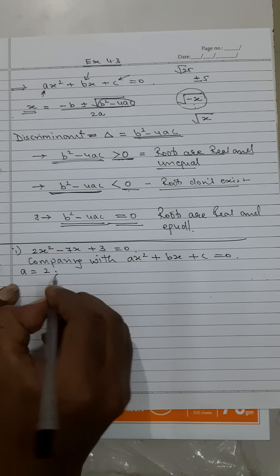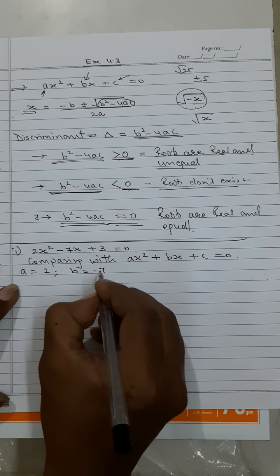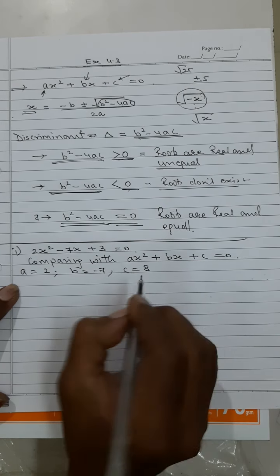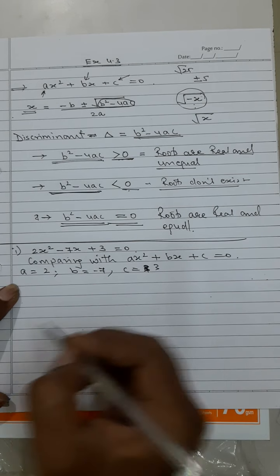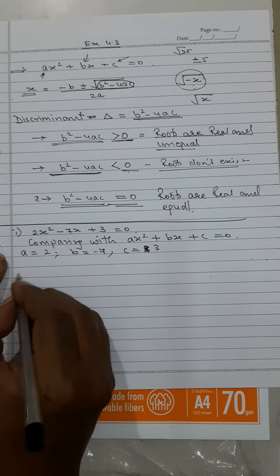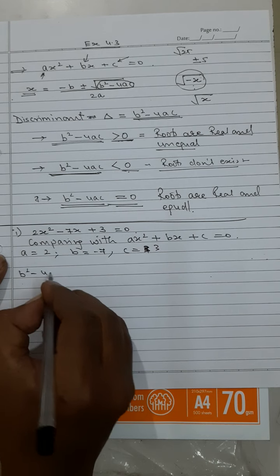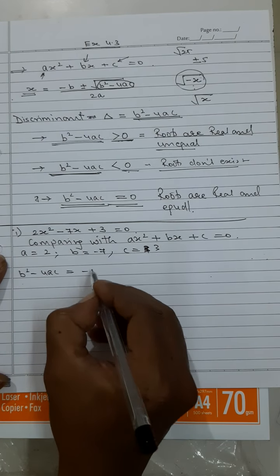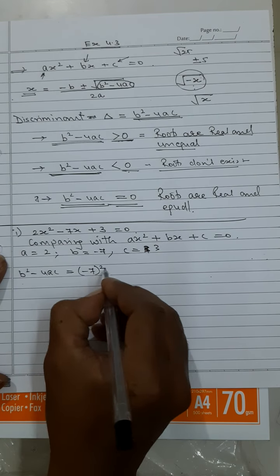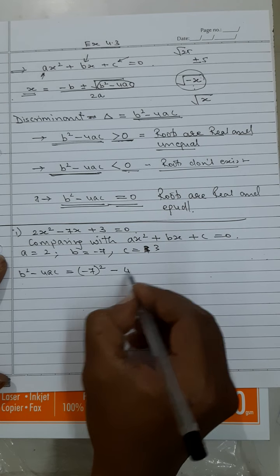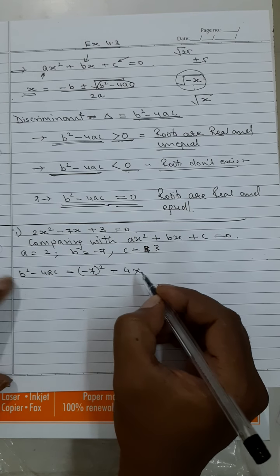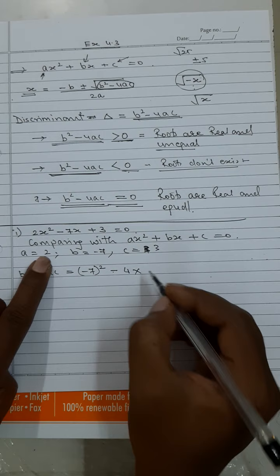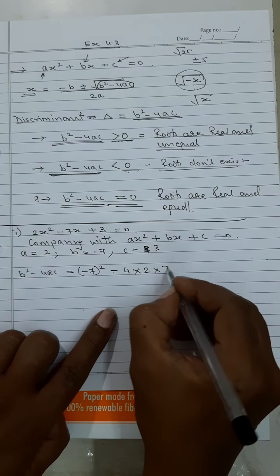A is equal to 2, b is equal to minus 7, c is equal to 3. Always first find the discriminant. b square minus 4ac is equal to minus 7 square minus 4 of the formula, where a is 2 and c is 3.